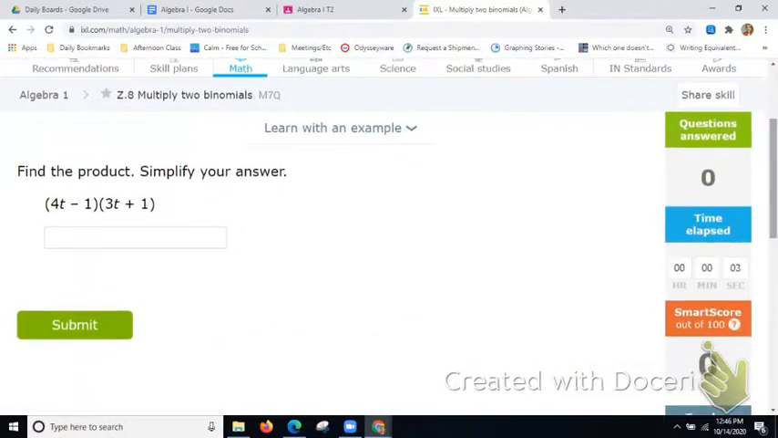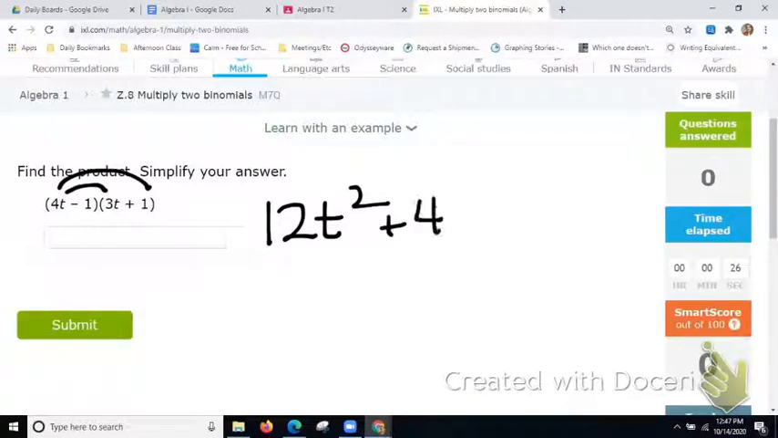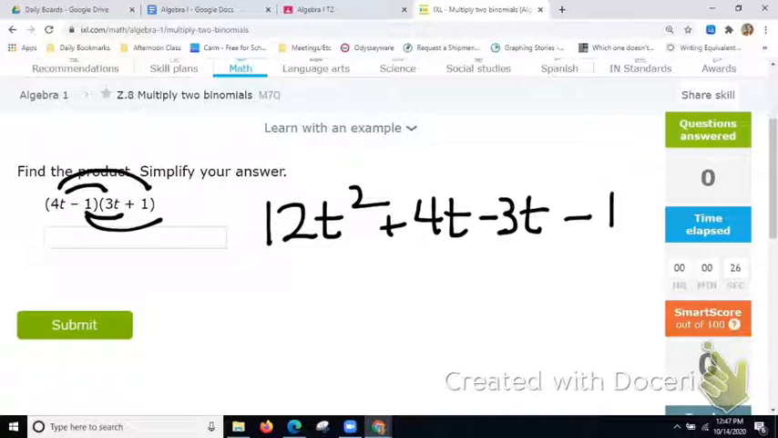So here we go. Here is Z8, and you start seeing things where you're going to have to distribute and have some combining like terms to do. These are all going to be binomials. So FOIL, using that acronym, would work. Distributing would work, or the box would work. 4t times 3t, that's my first times first. 12t squared. Outside times outside, 4t, then inside times inside, negative 3t, and last times last, negative 1. Combine those like terms in the middle.